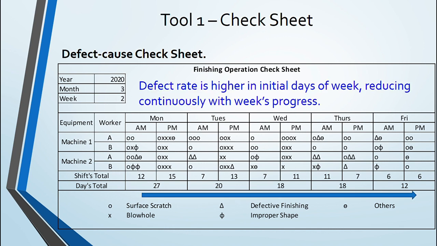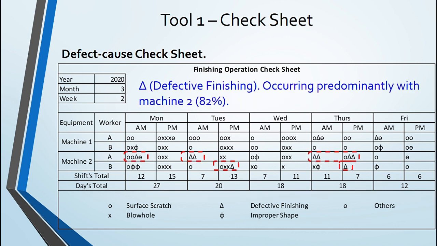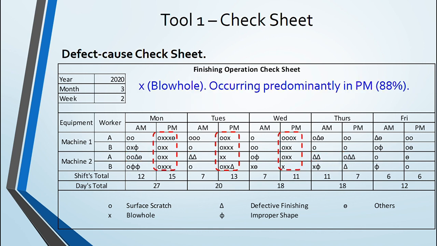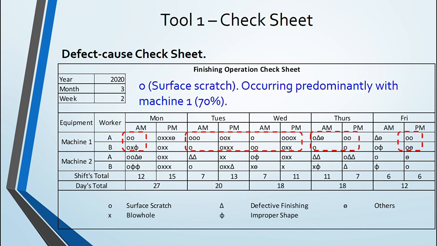First, defect rate is high at the start of the week and reduces with the week's progress. Second, defective finishing has 82% occurrence on machine 2. Third, blowholes are predominant in the second half of the day with 88% contribution. Fourth, machine 1 contributes to 70% of surface scratch. Don't you agree these are very vital information for any engineer for initiating process improvement?